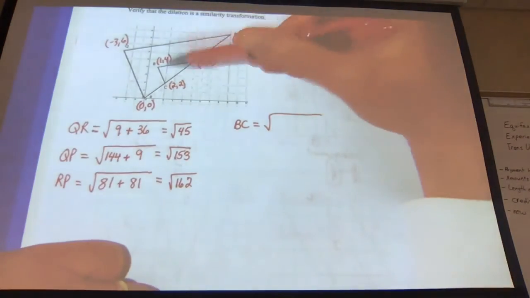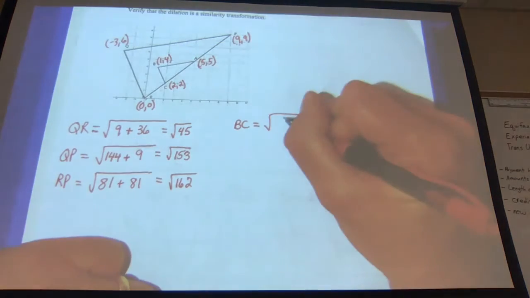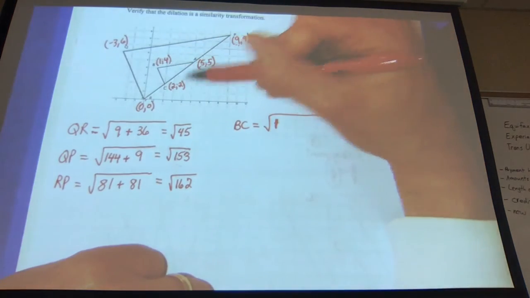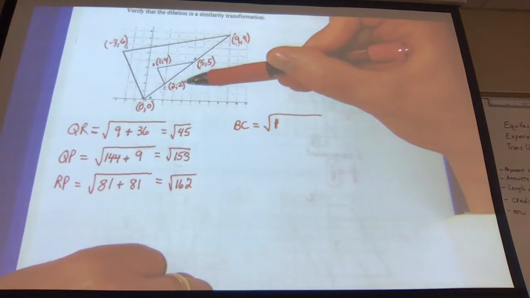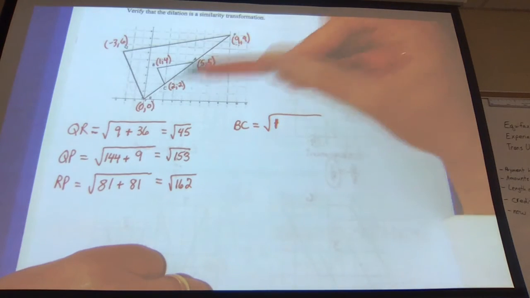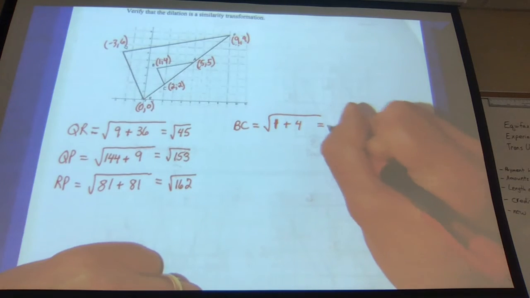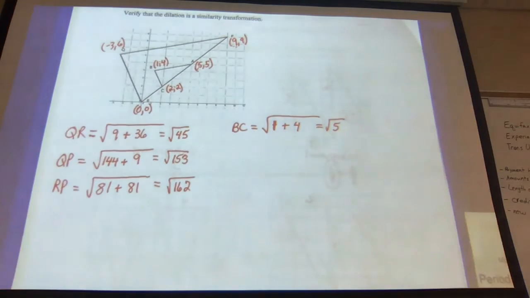And going through the distance formula here, 1 minus 2 is -1. -1 squared is 1. 4 minus, I think I put that dot in there, didn't I? 4 minus 2 is 2. 2 squared is 4. That adds up to the square root of 5.